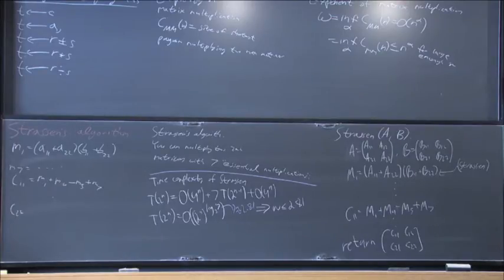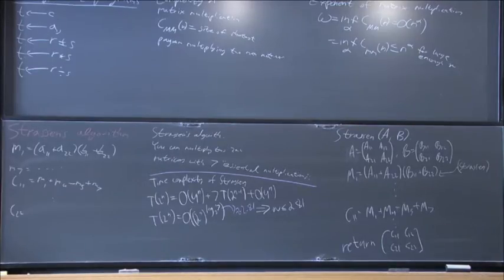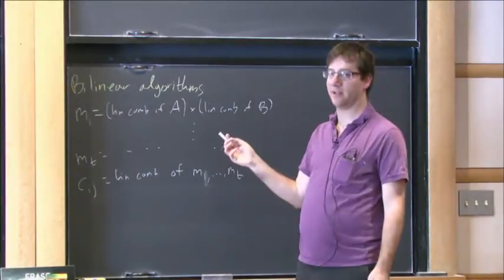Okay, so an algorithm of this form is called a bilinear algorithm. So what's a bilinear algorithm? It has the following form. We have M1, it's some linear combination of entries of A times a linear combination of entries of B, and we have several of them. And then we compute the output. So each Cij is a linear combination of the values m1 to mt. Okay, so in the case of Strassen's algorithm, t was 7.